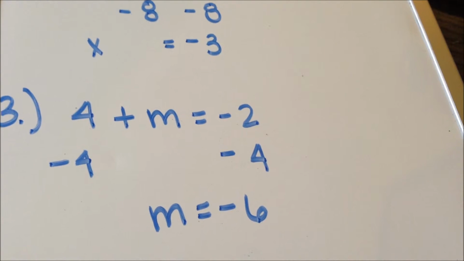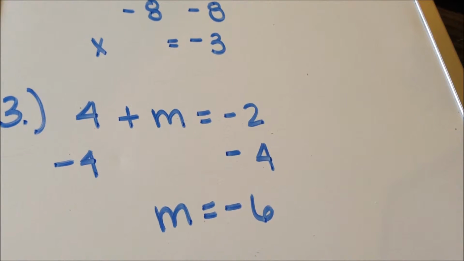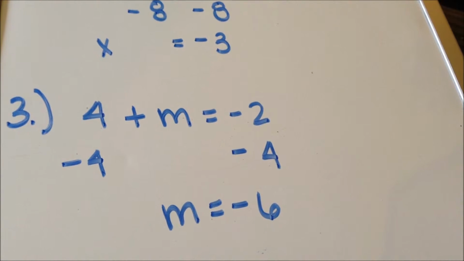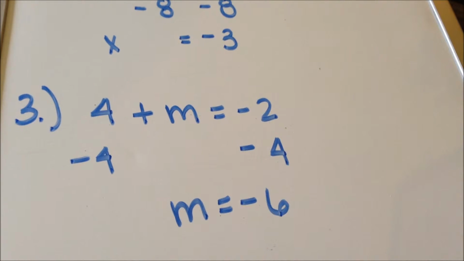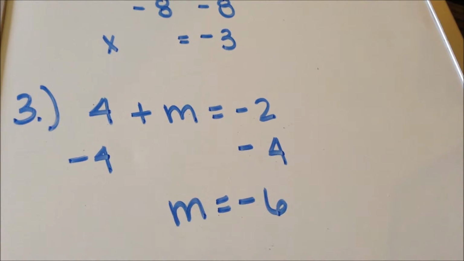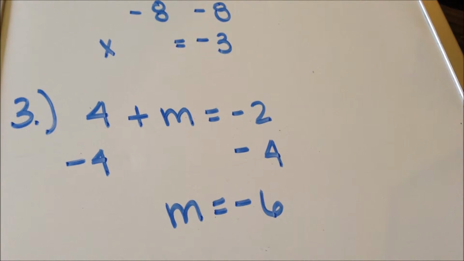For number 3, we have 4 plus m equals negative 2. To isolate m, we have to get rid of the 4. That 4 is technically positive, so to get rid of it, we have to subtract 4. Whatever we do to the left, we have to do to the right of the equal sign. We end up with m equals negative 6.